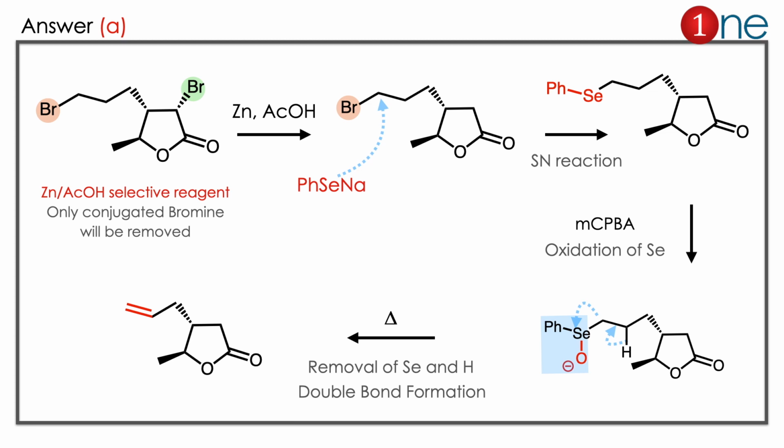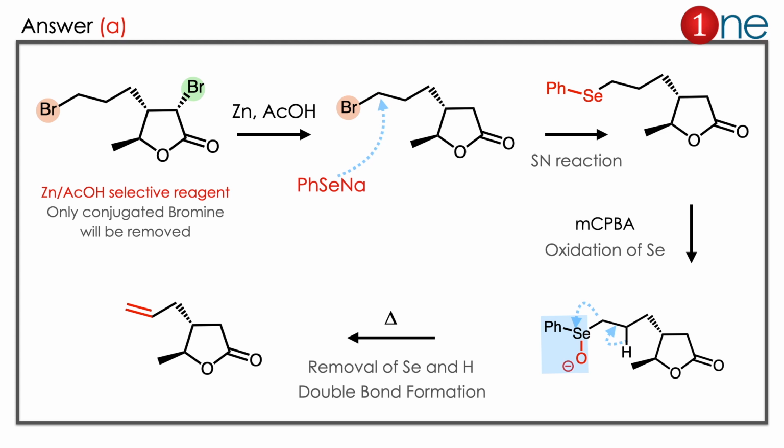We are using the selenium analog of phenol. So selenium attacks, and a phenoxide kind of formation will be there. So here the substitution is an SN2 reaction or SN reaction generally. Then you are using the peracid. Peracid is always attracted to the selenium, so selenium oxide formation will be there, a charged one. The selenium can be easily removed by mere heating, the hydrogen donation occurs, so the alkene formation is there.